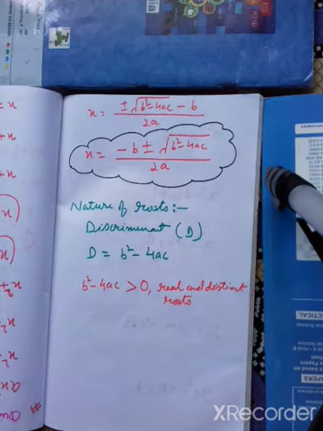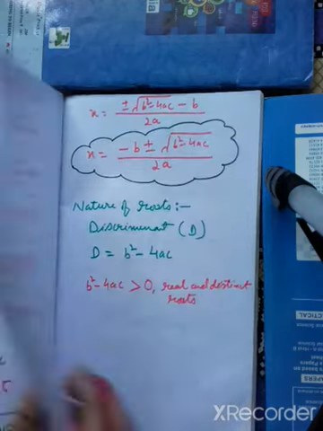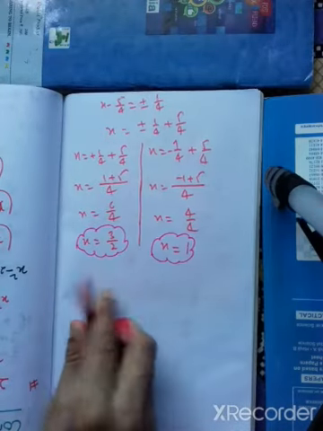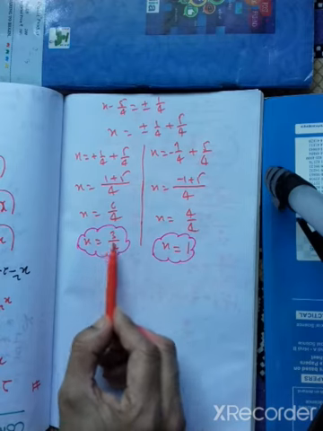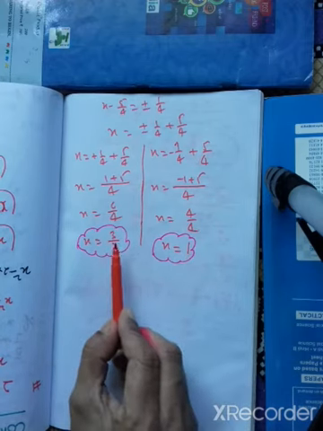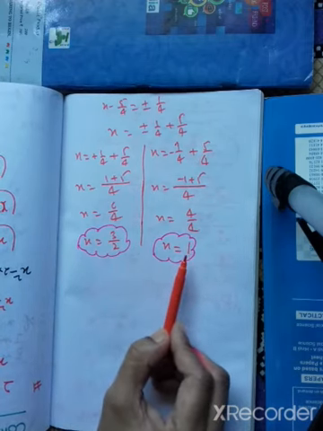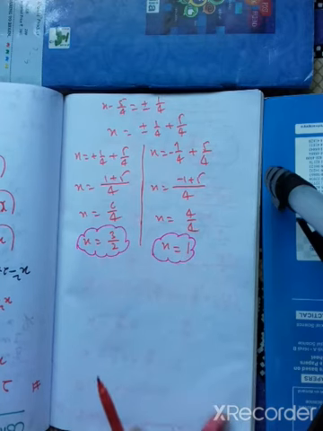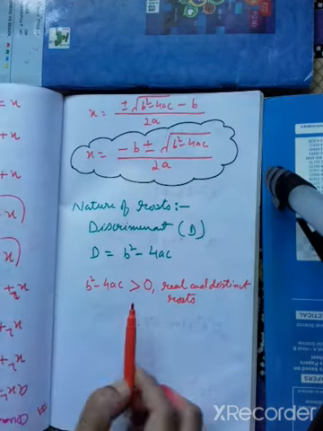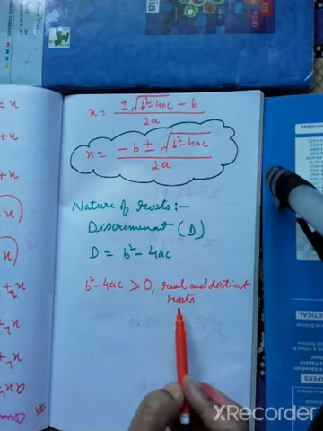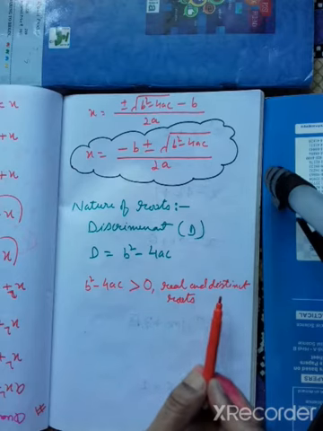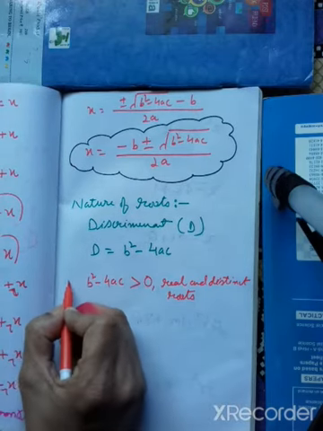Okay, as you can see in our previous example question, we have 3 by 2 and 1 as roots. So both roots are different and are real numbers. So if b square minus 4ac is greater than 0, the roots will be real and distinct. Distinct means different. Case 1.